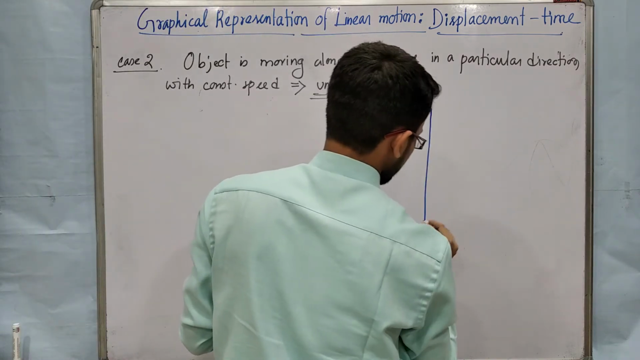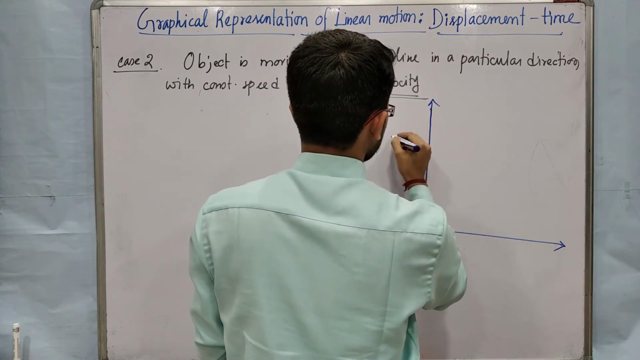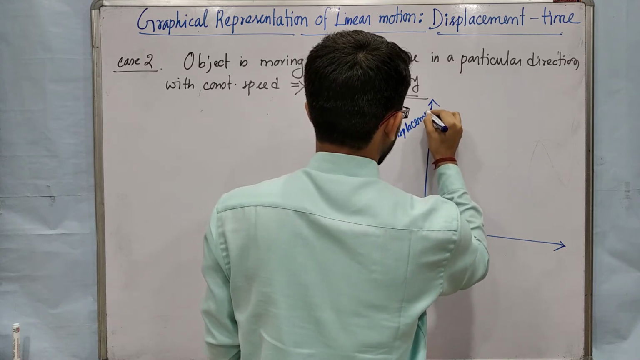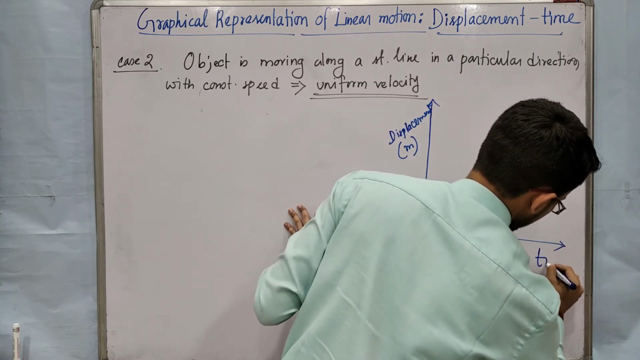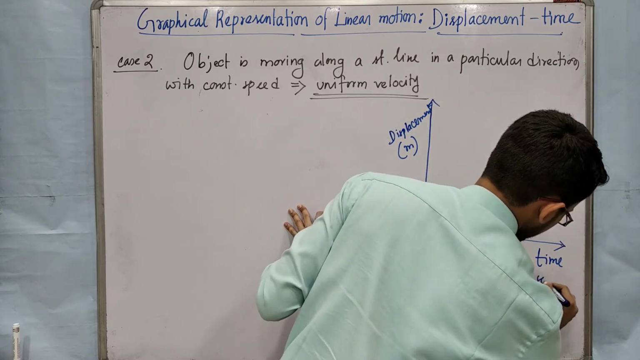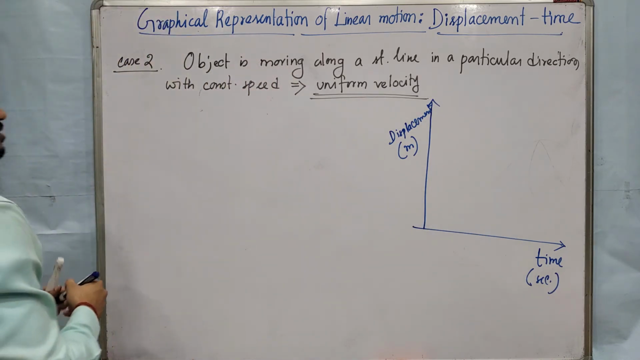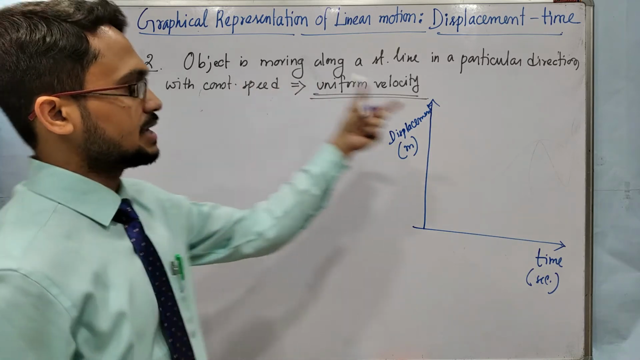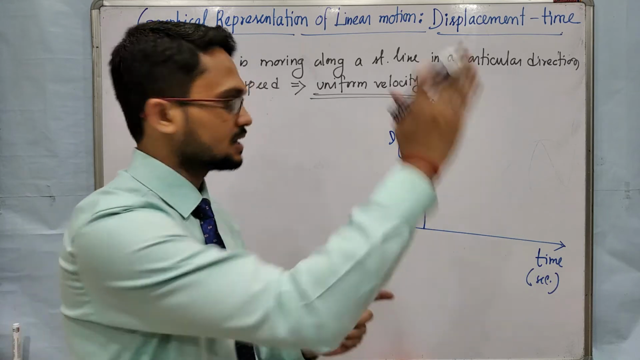So suppose this is the graph. Along y-axis displacement, okay, unit is meter. Along x-axis time, unit is second. Okay, so how the graph will look like? So I am giving some data. Uniform speed means uniform speed in a particular direction, so direction will not change. Okay, path is a straight path.